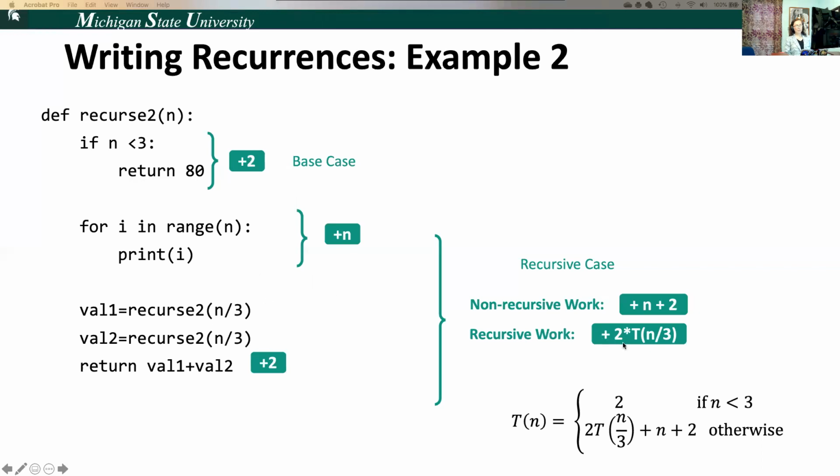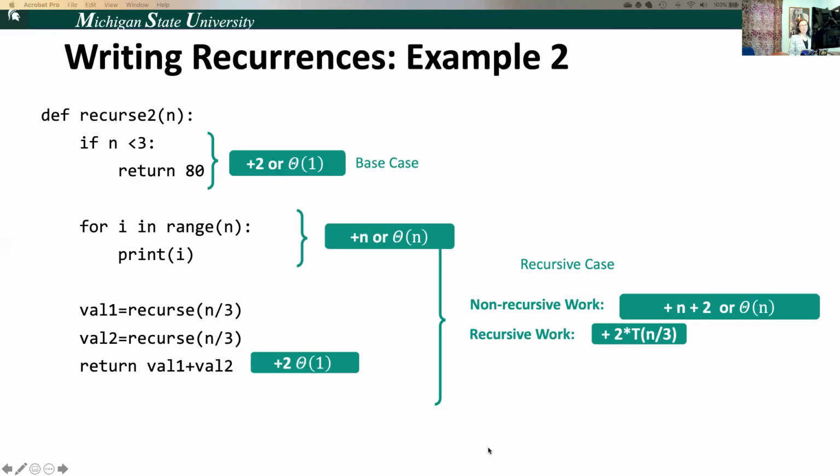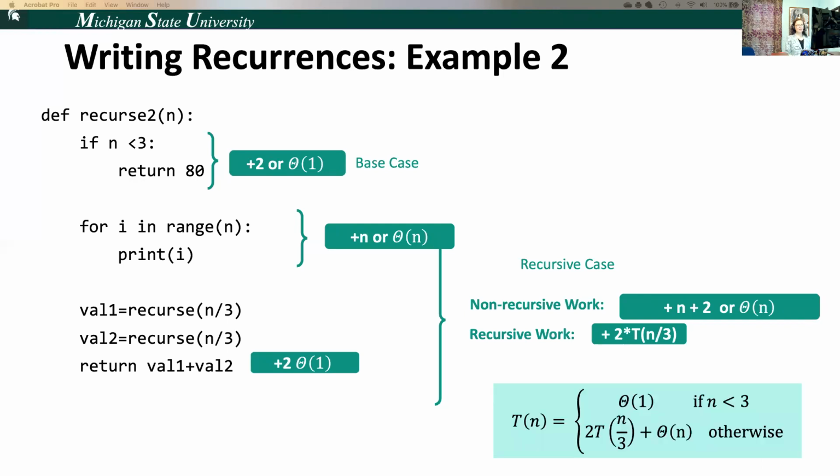I have 2 plus 2T(n over 3). So if I were to write this with my constants, what would it look like? It would look like 2 operations if n is less than 3, and otherwise I have a loop plus 2 going on for non-recursive work, plus 2T(n over 3). Yeah, but in the real world, with your colleagues and your peers, that's not what you're going to do. You're going to generalize it and put in the complexity classes. It's going to be more professional this way.